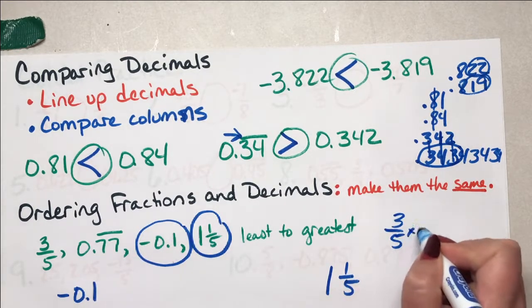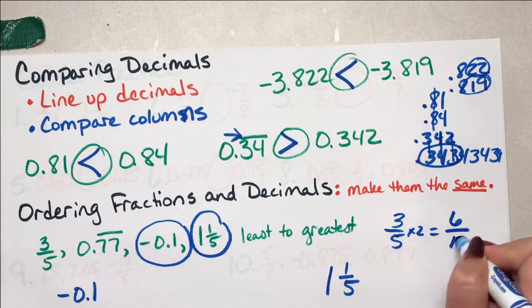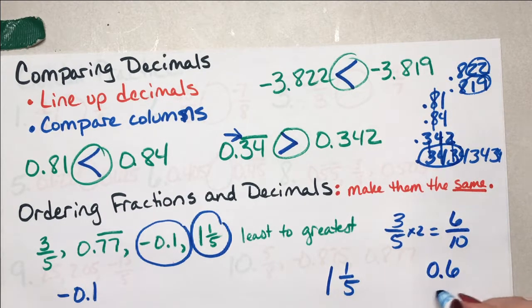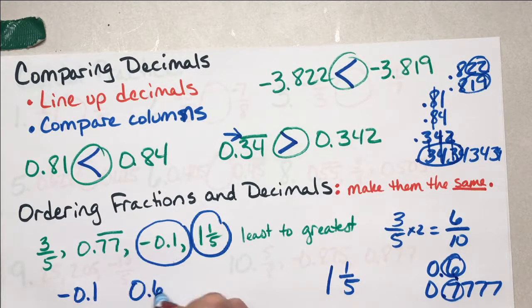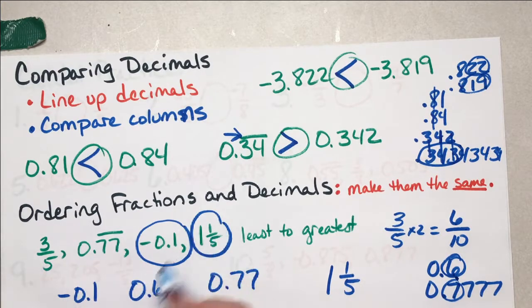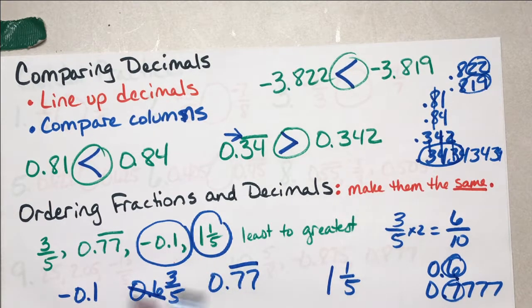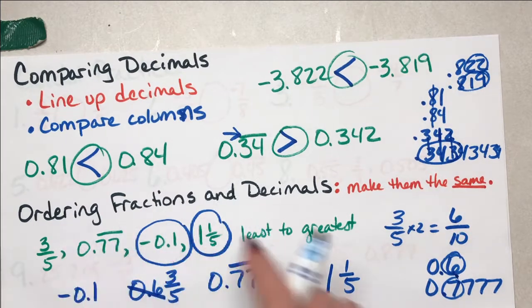3/5 times 2 is going to be 6/10, which is 0.6. And when I compare 0.6 to 0.77777, I can see that the 7 is bigger than the 6. So in least to greatest, it's 0.6 here and 0.77 here, but I have to make it look like this because this is how the answers are going to read. So instead of putting 0.6 here, I'm going to put 3/5 here, and I'm going to put my bar over that. So now these numbers look just like that. This is in order from least to greatest.